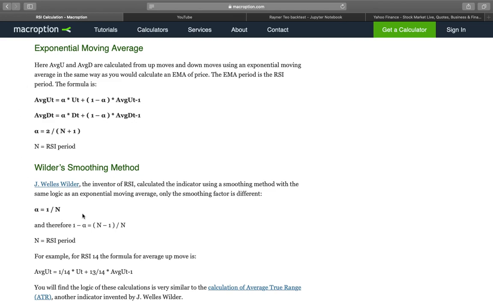I hope I could explain that properly. In case I didn't, just drop me a comment. It's kind of hard to explain. So again, I'm using this Wilder's smoothing method now, but I'm using an exponential moving average to do so. So let's do that.